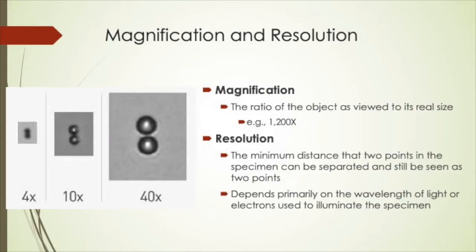Go look it up. Magnification versus resolution. In a microscope, there's a difference between magnification and resolution. You may know this difference, but I'm still going to go over it. Magnification is the ratio of an object as viewed to its real size. So like 4x, 10x, or 40x, right? 4 times its regular size, 10 times its regular size, or 40 times its regular size. As opposed to resolution, that's the minimum distance at which you can see 2 different objects as separate.